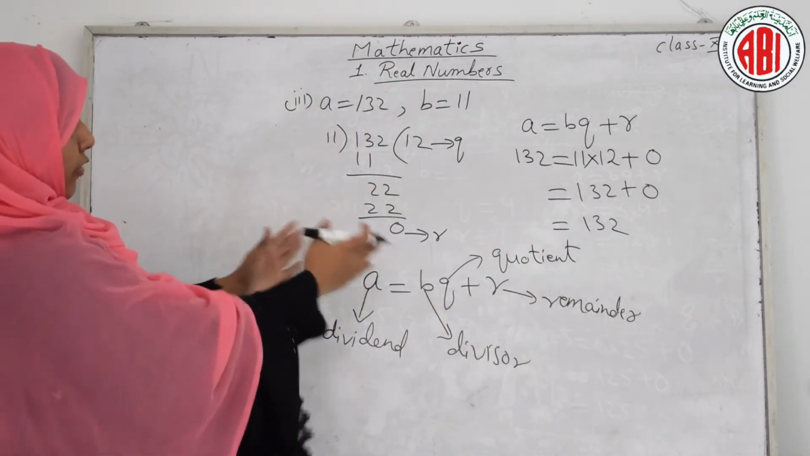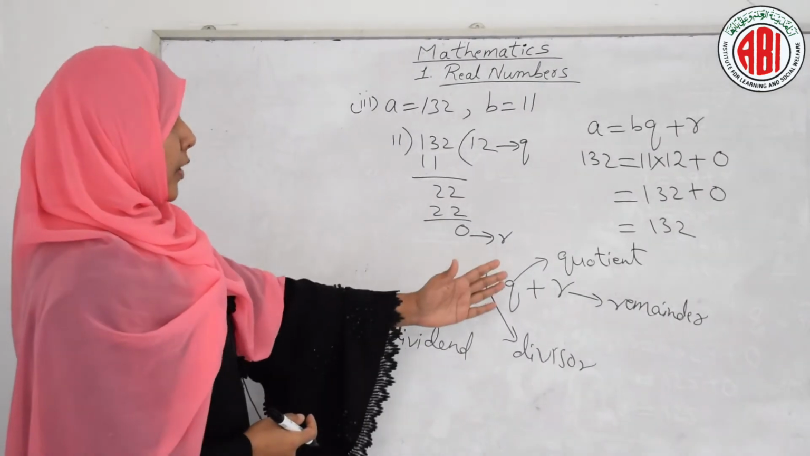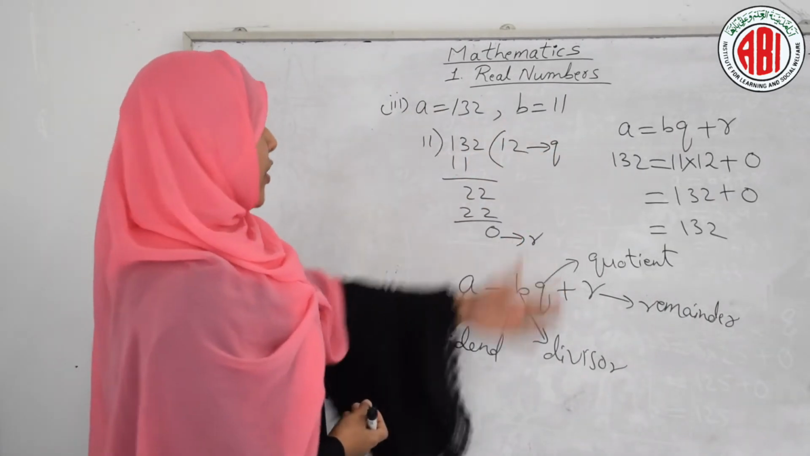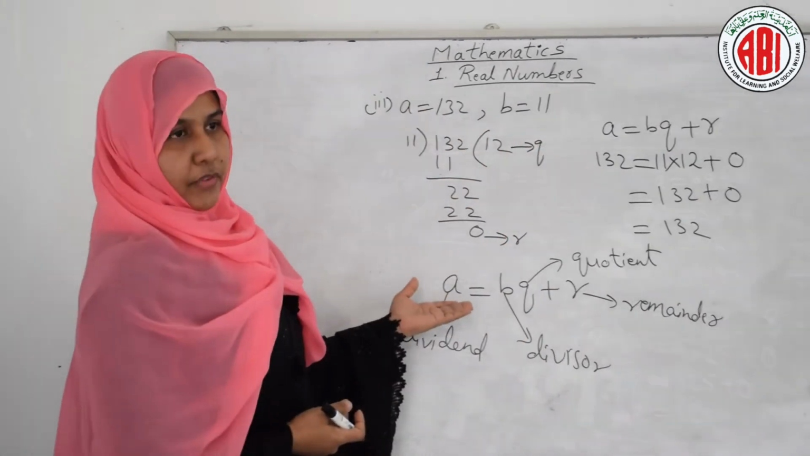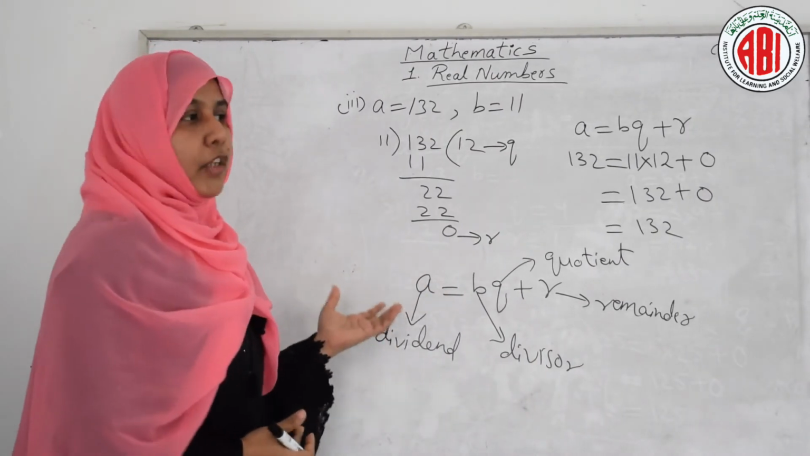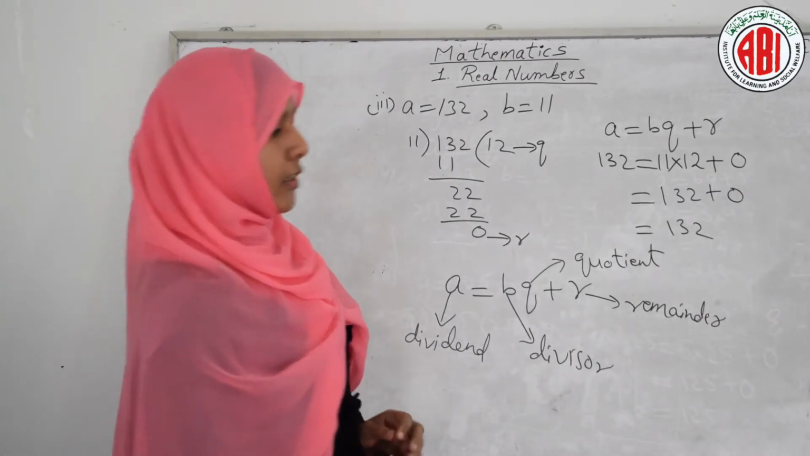So this equation is nothing but it is satisfying the division method, A is equal to BQ plus R. We have seen some examples which satisfy the above equation. So why are we using this method? We are using this method just to apply Euclid's division lemma. Let us learn about Euclid's division lemma.